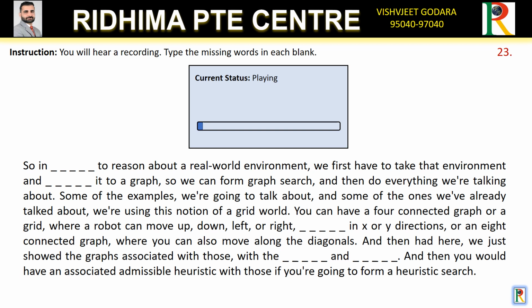So in order to reason about a real-world environment, we first have to take that environment and convert it to a graph so we can perform graph search and then do everything we're talking about.